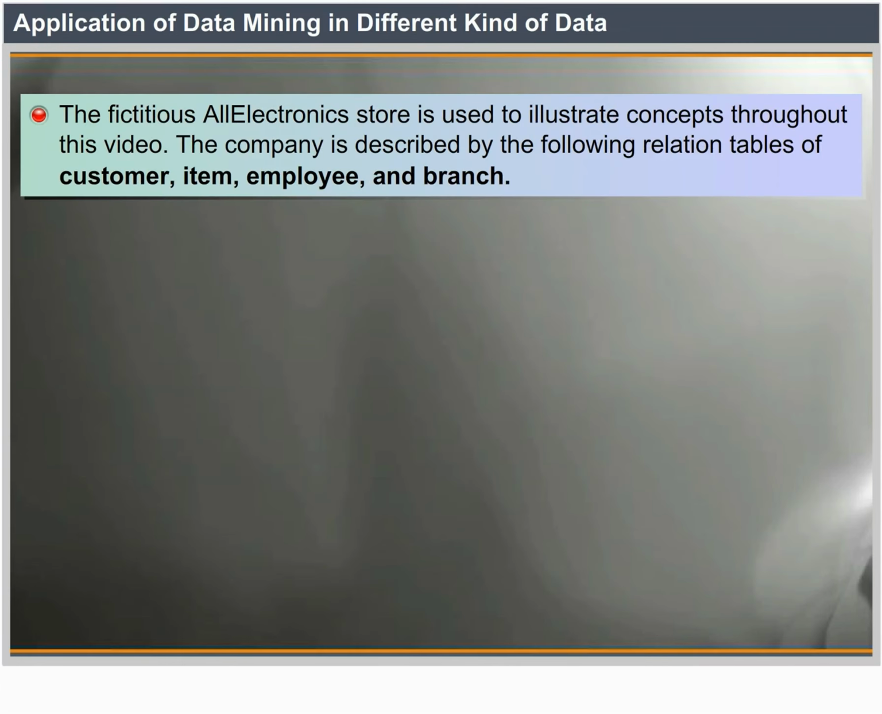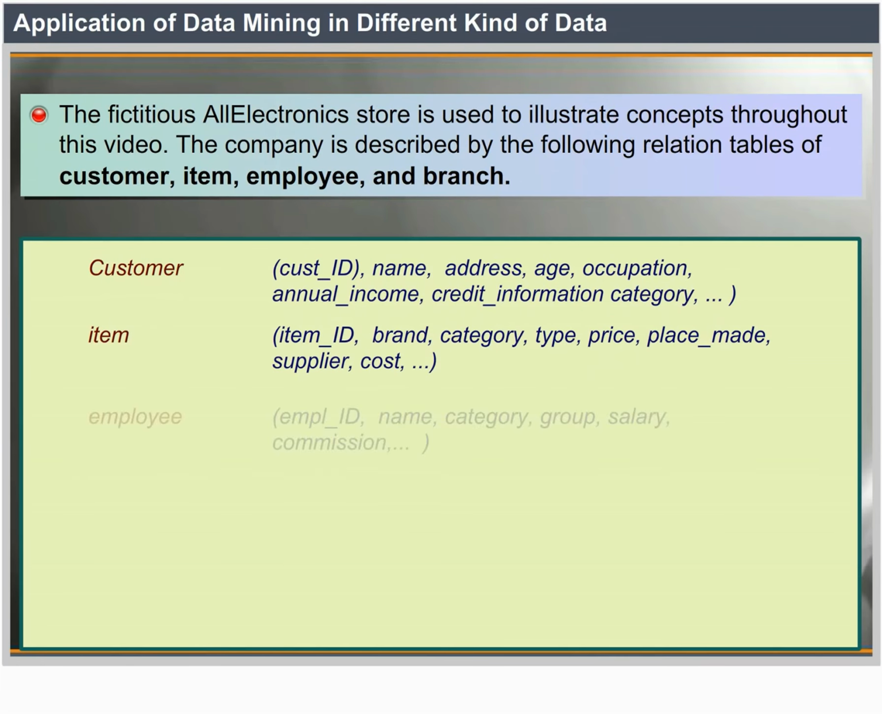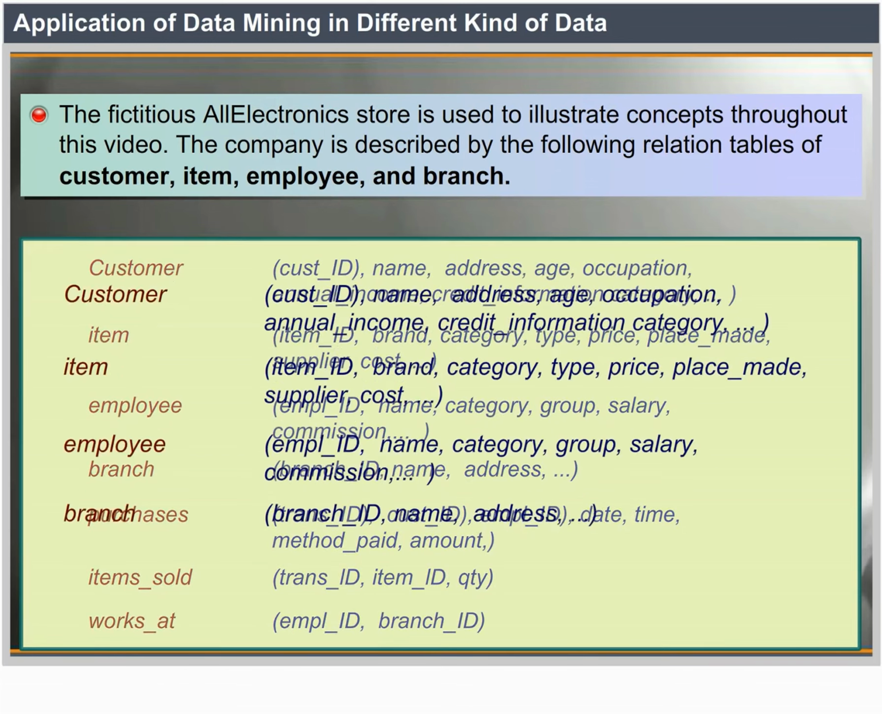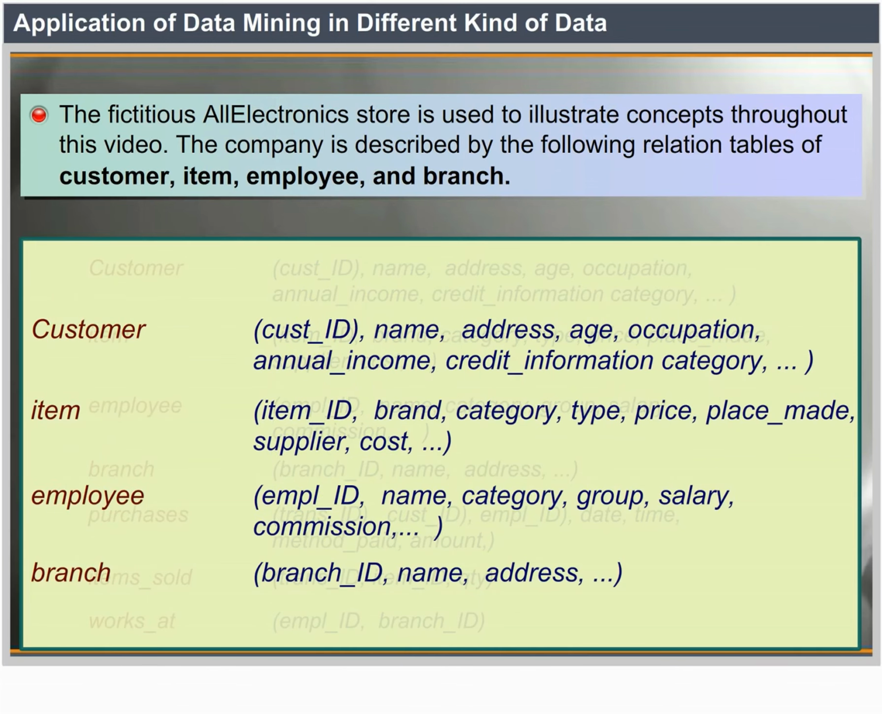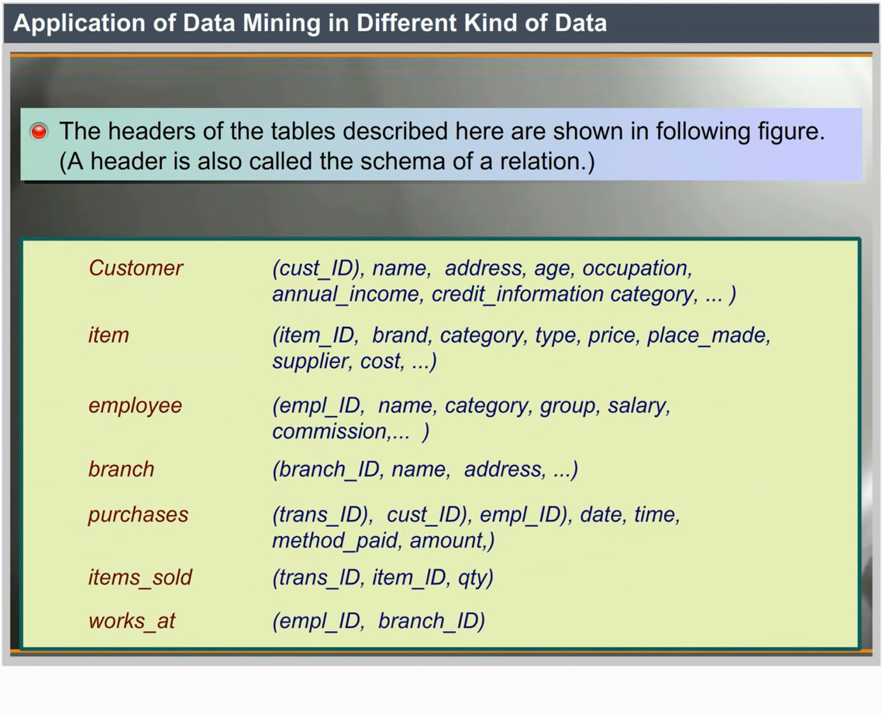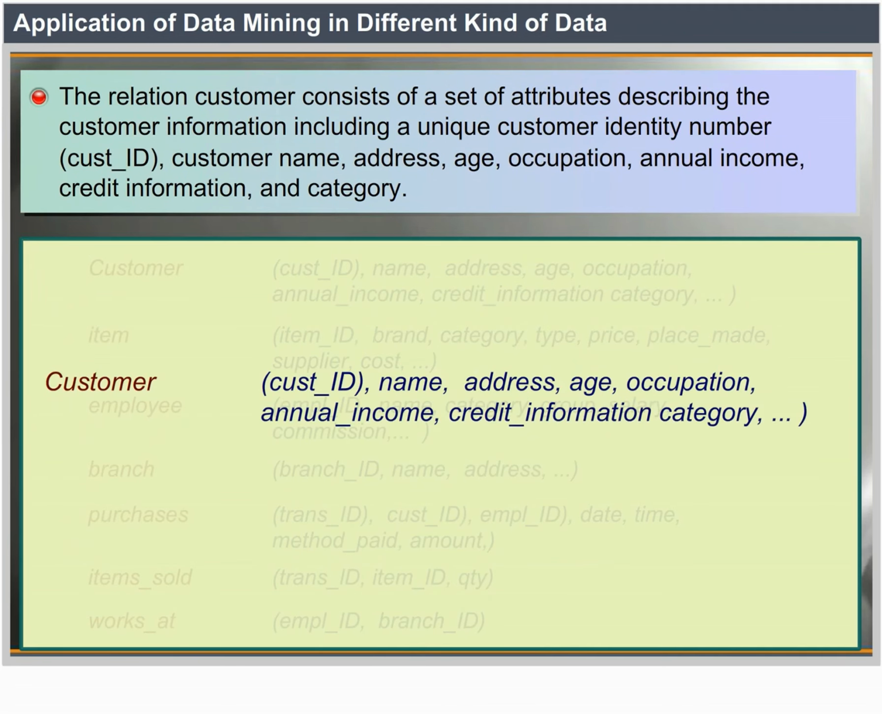The fictitious all-electronics store is used to illustrate concepts throughout this video. The company is described by the following relation tables: customer, item, employee, and branch. The headers of these tables described here are shown in the following figure. A header is also called the schema of a relation. The relation customer consists of a set of attributes describing the customer information, including a unique customer identity number, customer ID, customer name, address, age, occupation, annual income, credit information, and category.